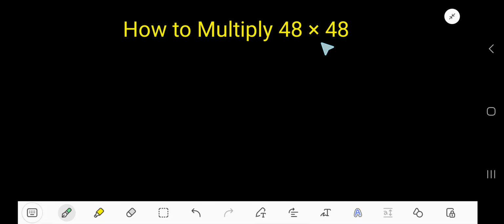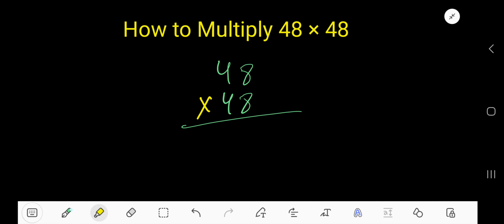How to multiply 48 times 48? Write 48 here and 48. Okay. Start with this 8. 8 times 8, 64. Write 4, carry 6 to the next column.